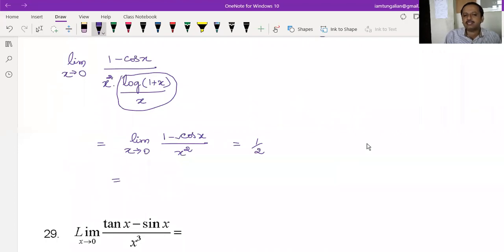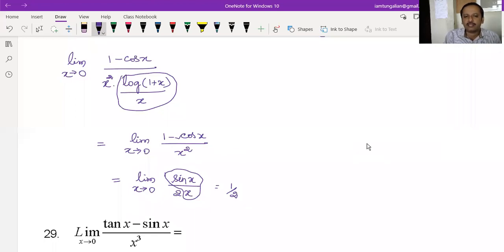Now you observe this is of the form 0 by 0. Now I'll use L'Hospital's rule. So limit x tends to 0, derivative of 1 minus cos x will be sin x. Derivative of x square is 2x. Now sin x by x becomes 1. So by 2 will remain, 1 by 2. So now onwards, whenever you get limit x tends to 0, (1 minus cos x) by x square, immediately write the answer as 1 by 2.